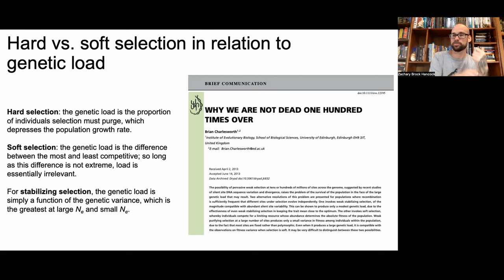And so since the genetic variance is what is determining the load, very, very large populations have much higher load, and very small populations have a higher load. Again, because stabilizing selection is weaker in them, not necessarily because the genetic variance is higher. So for Charlesworth, the reason we are not dead 100 times over is because selection could very well be soft, acting on differences in competitive ability, or it could be stabilizing.